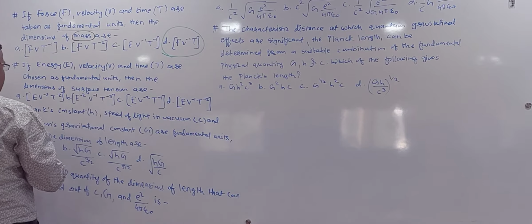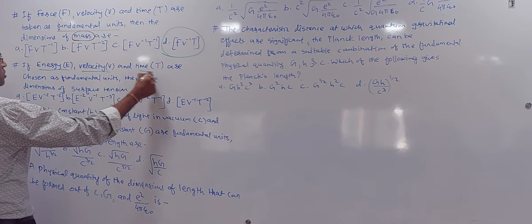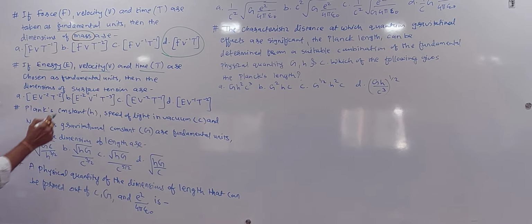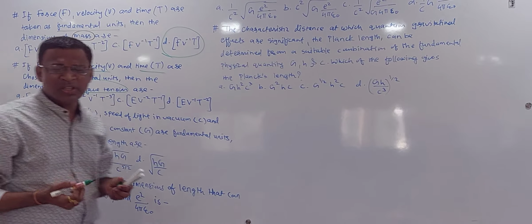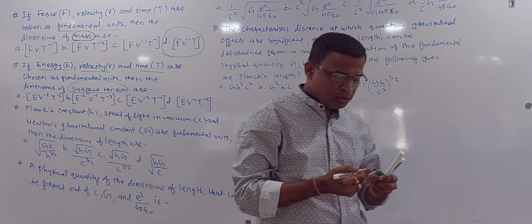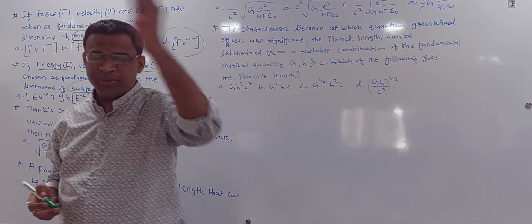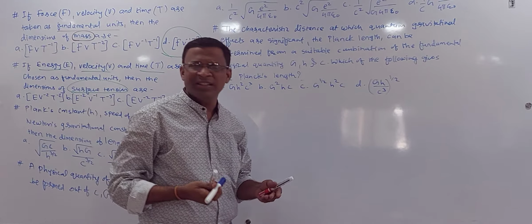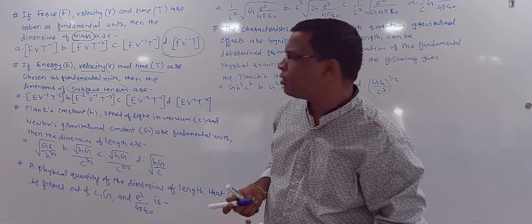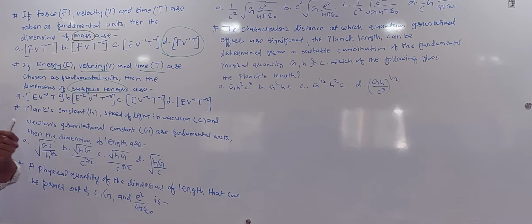Okay, same question. They are given energy, velocity and time. So the only change is that force becomes energy, and then the dimension of surface tension. So you should know surface tension. That is utmost important. First and foremost, try to remember the dimensions of physical quantities from your reference book, generally S.C. Verma, S.L. Arora kind of book. And surface tension is what? Surface tension is force per unit length.